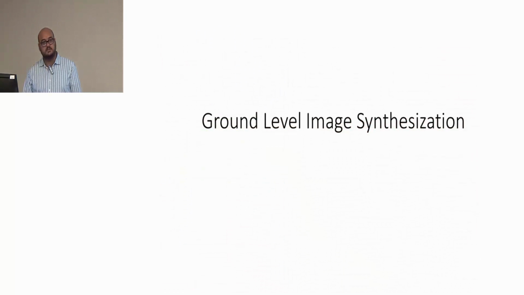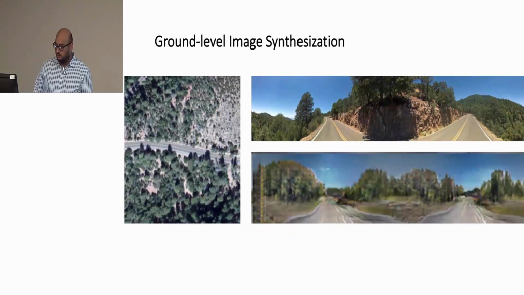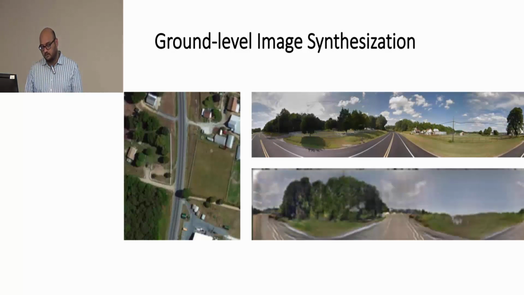And ground level image synthesization: they are using their approach for synthesizing ground images with the help of their trained network. This is how it looks. They have a ground image, they have the corresponding aerial image, and this is the predicted, synthesized ground image, which they synthesized with the help of their approach. Another example of the same thing.